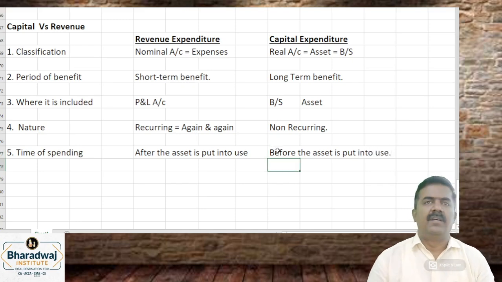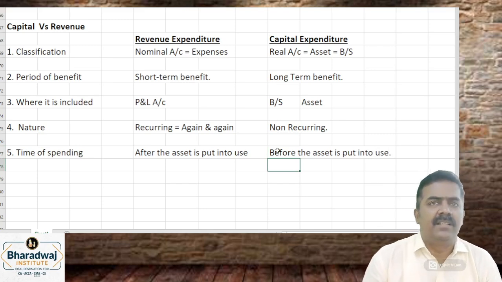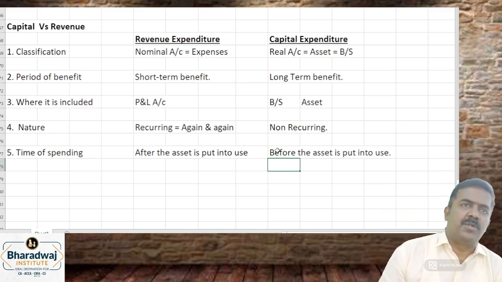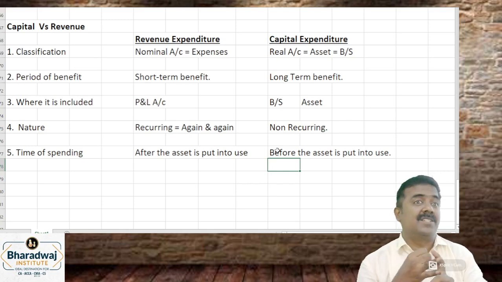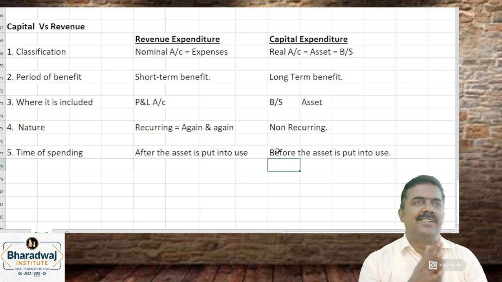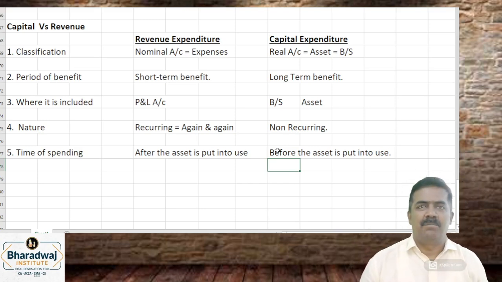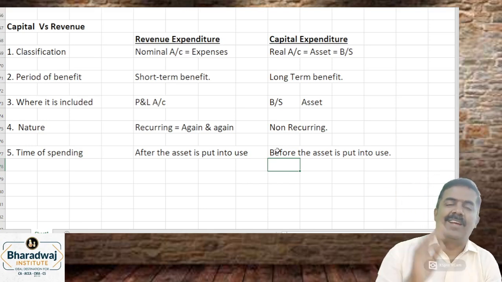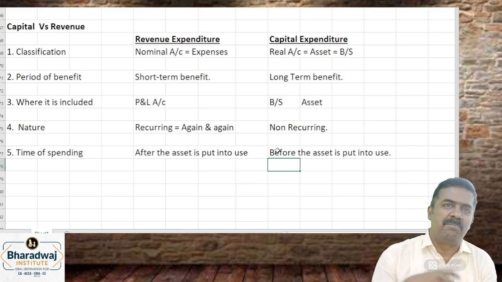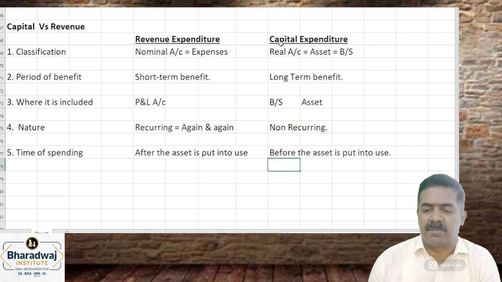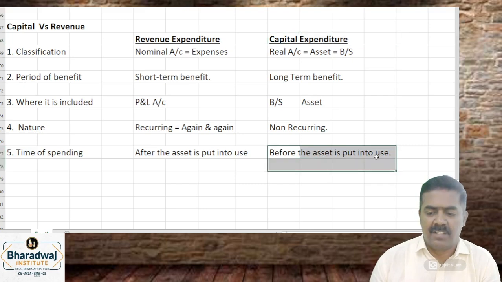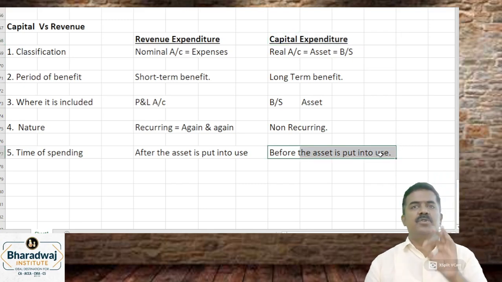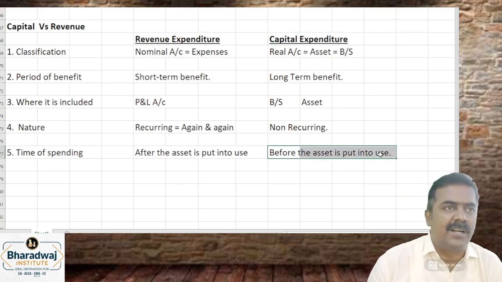For example, we are constructing a building. During the construction process, you will spend approval charges, registration charges, brokerage charges, land preparation charges, basement to top floor construction charges, all electrical wirings, fittings, paintings, plumbing work. Everything will be called as which expenditure? Capital expenditure. Before the asset is put into use, you spend any money, that will be called as which one?